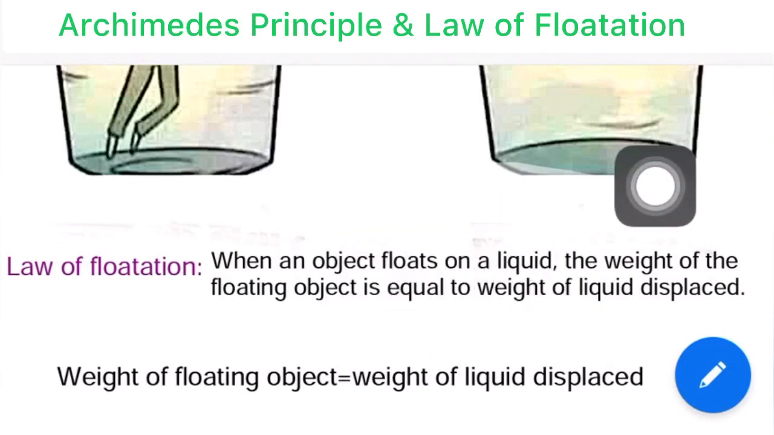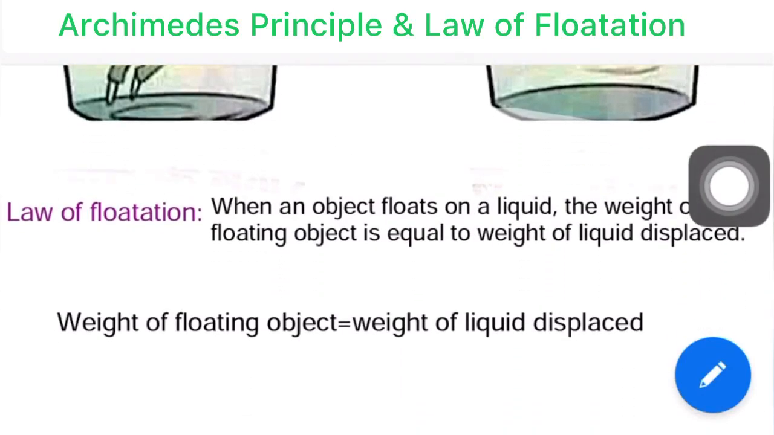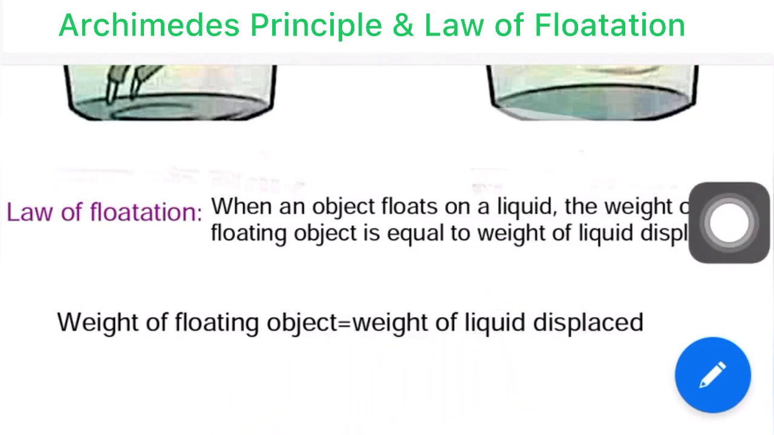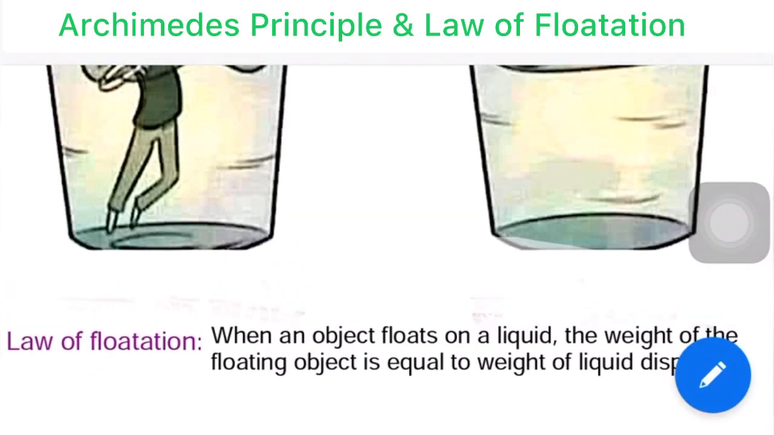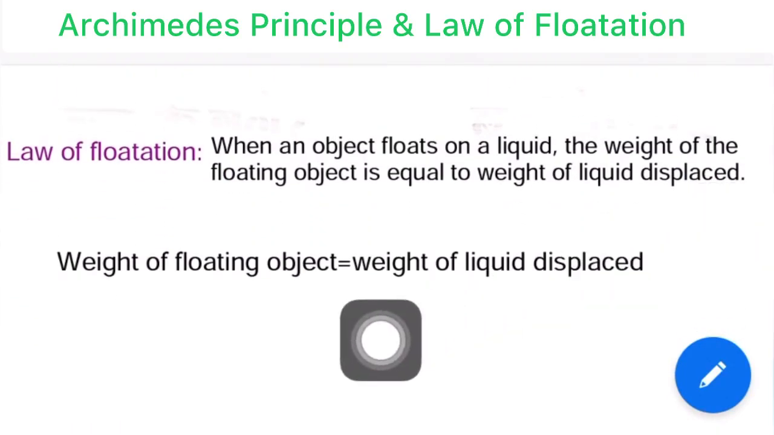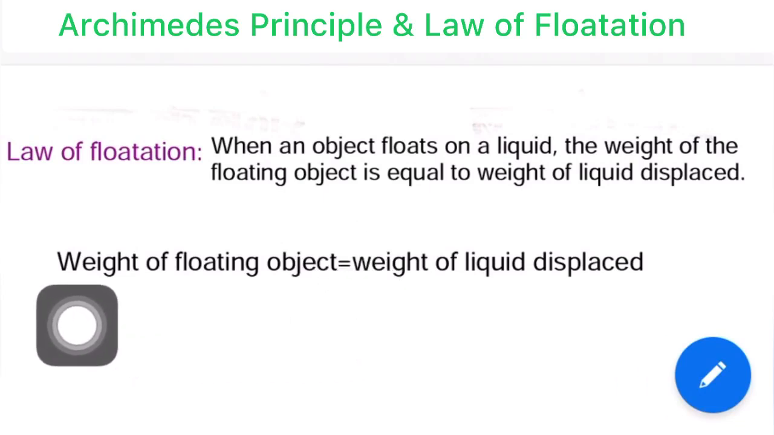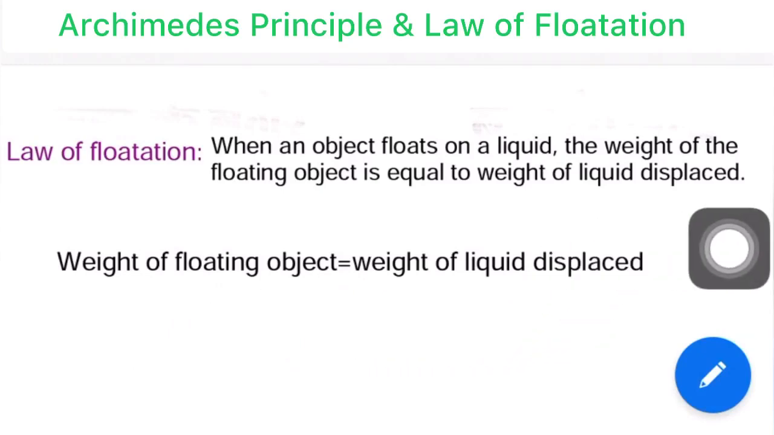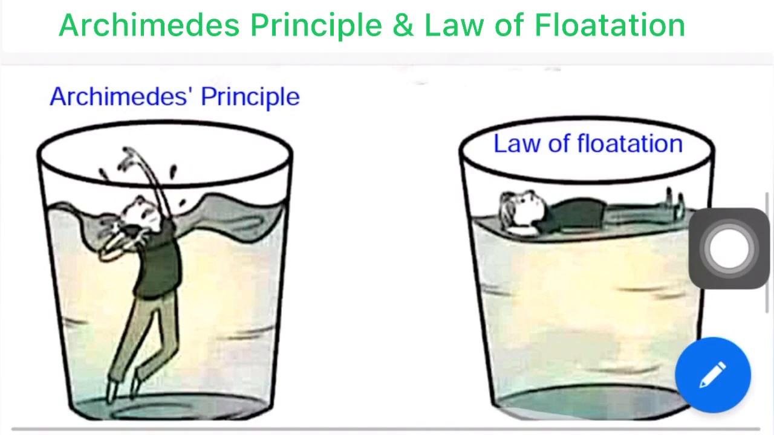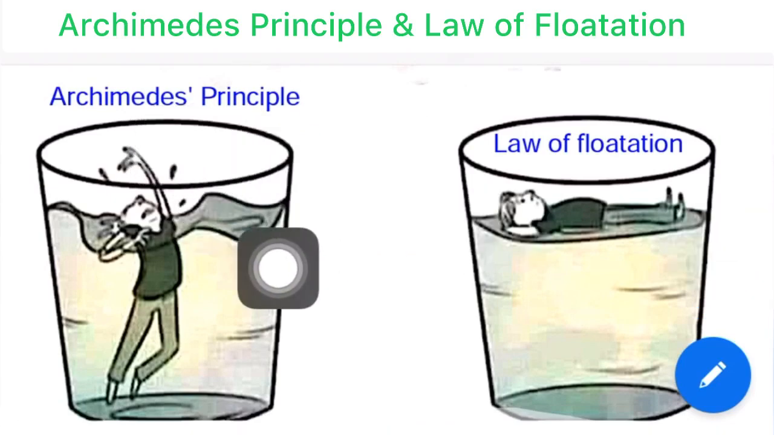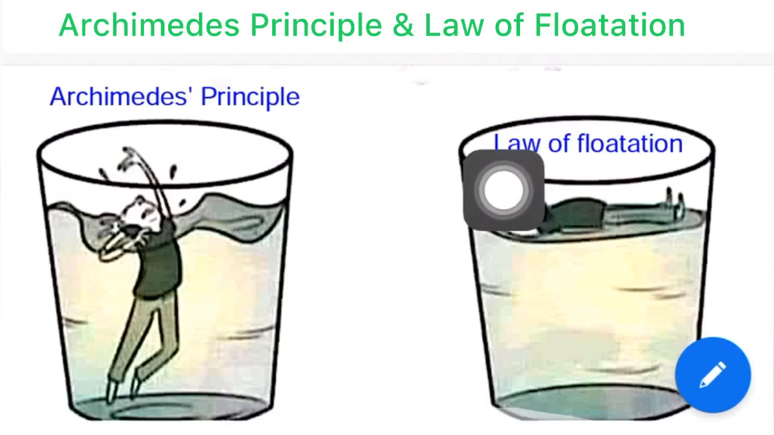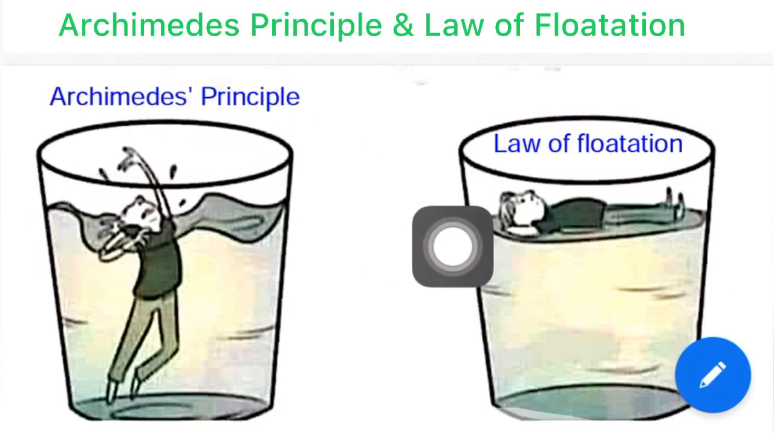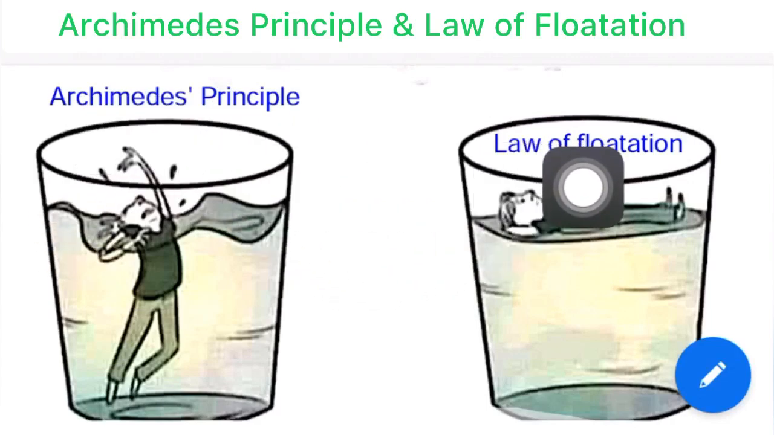So this is law of flotation, and the weight of the floating object is equal to the weight of the liquid displaced. It is suggested by the name as well, law of flotation. It means when the object floats on the liquid, in that case the weight of the floating object is equal to the weight of the liquid displaced. In this figure you can see law of flotation and Archimedes principle. Here we can say law of flotation is just a part of Archimedes principle. I'm telling you again, law of flotation is a special case of Archimedes principle.